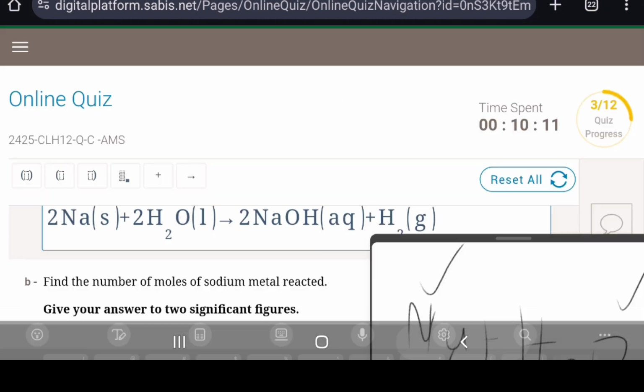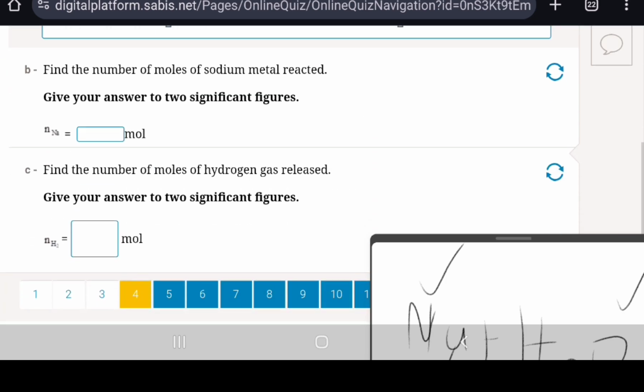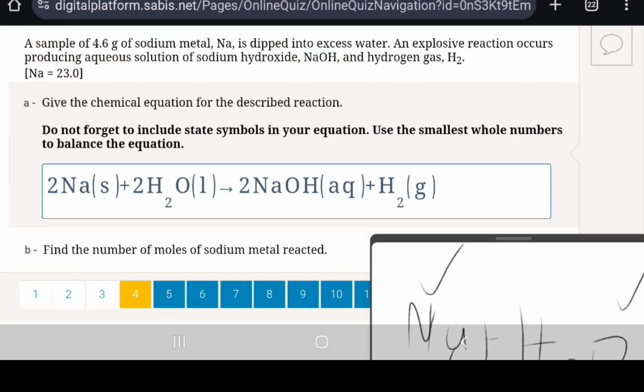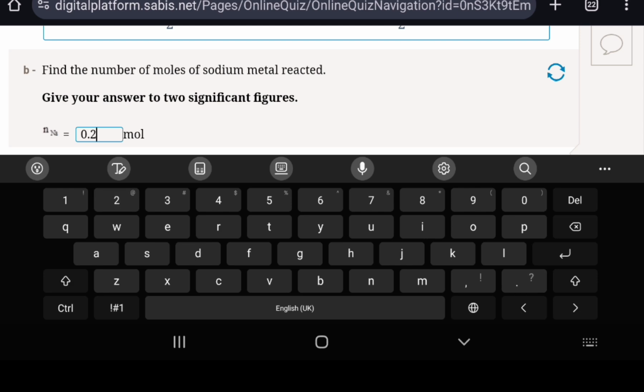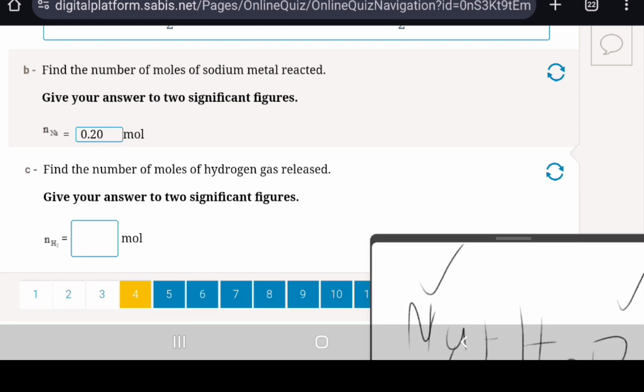Now for part B, they're asking for the moles. We have the mass and the molar mass. So we do 4.6 divided by 23, which gives us 0.2. 0.20 because that's two significant figures.